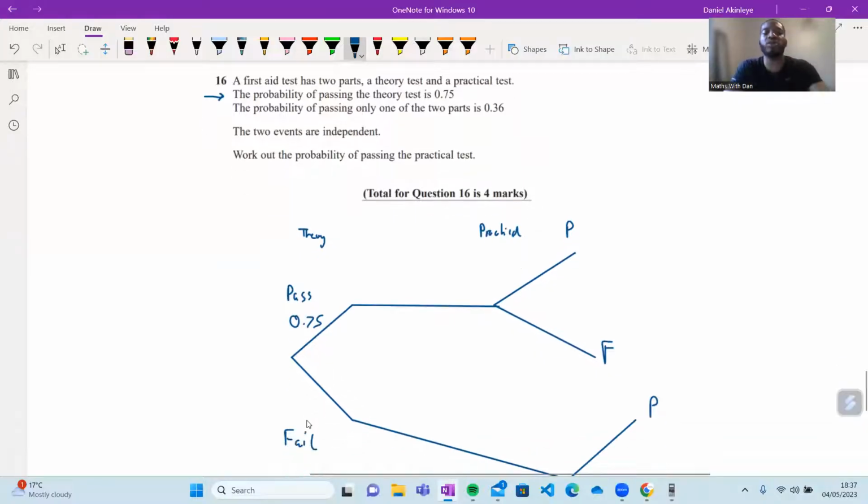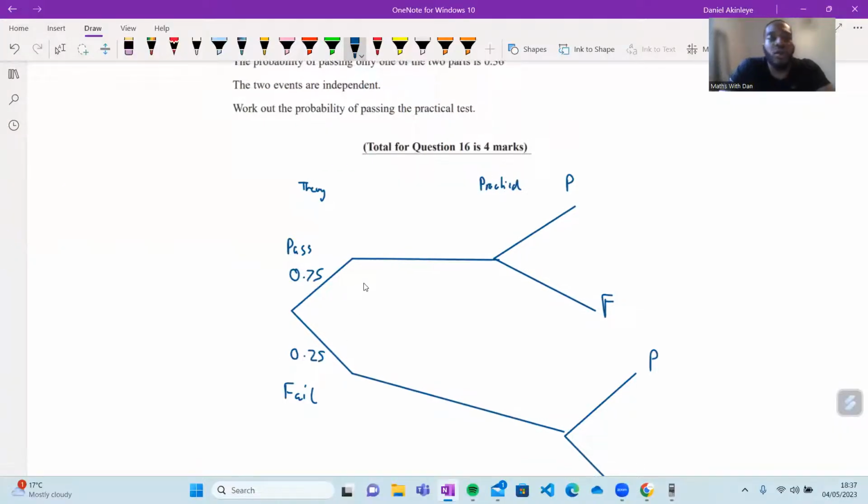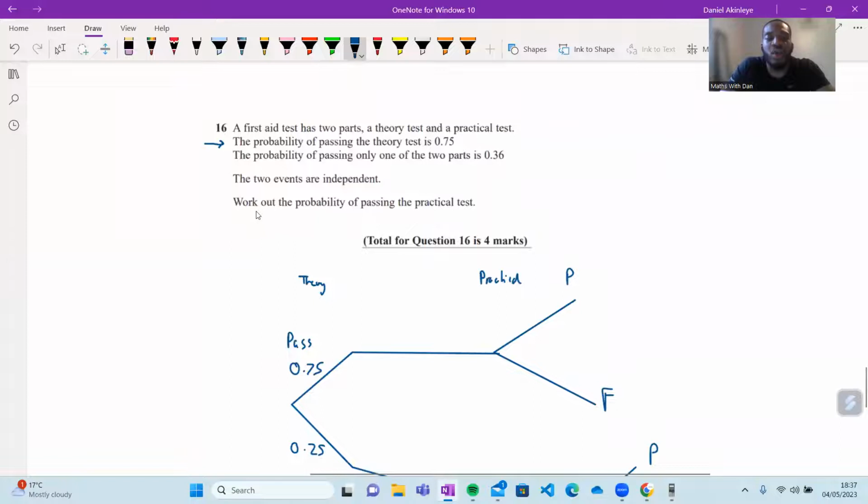Can somebody tell me what goes for failing then, please? What is the probability of us failing the theory test? Exactly. Thank you very much, Naya. Naya, Quinette, 0.25 for sure, because we just do one minus that, don't we? Fine. Now, the question asks us to work out the probability of us passing the practical test.